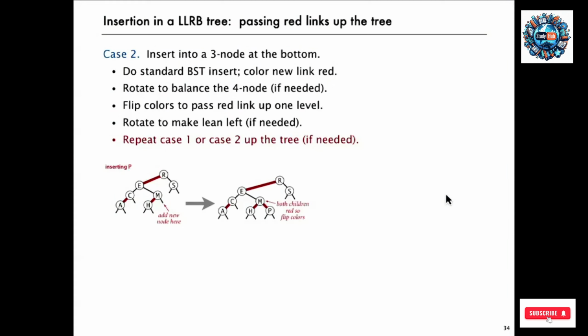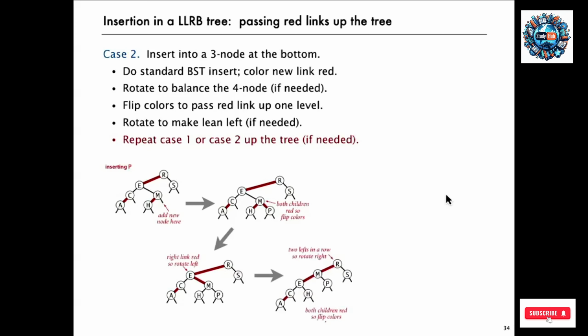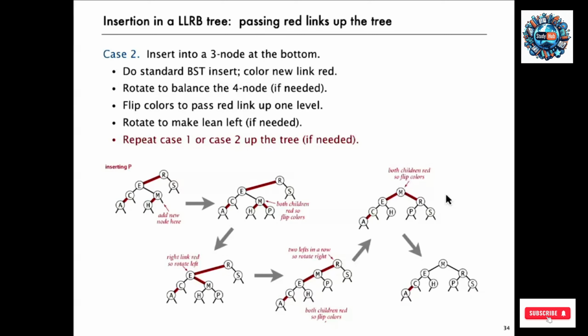It goes to the right of M, so we get a temporary 4-node that's got 2 red links. Both children are red in that thing, so we want to flip the colors. We flip the colors, and now our temporary 4-node is up higher in the tree, but it's not balanced, so we're going to have to do 2 rotations to make that balanced. First one is to make the bottom link left-leaning, and then the second one is to make the top link right-leaning so that we can have the temporary 4-node balanced. And then the last thing we do is flip the colors, and now that's the result of that insertion.